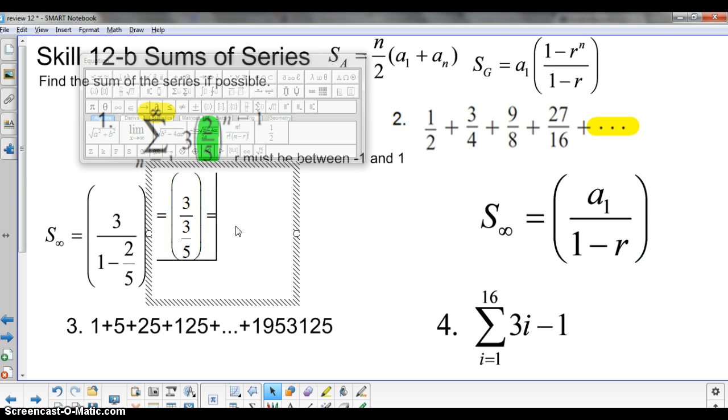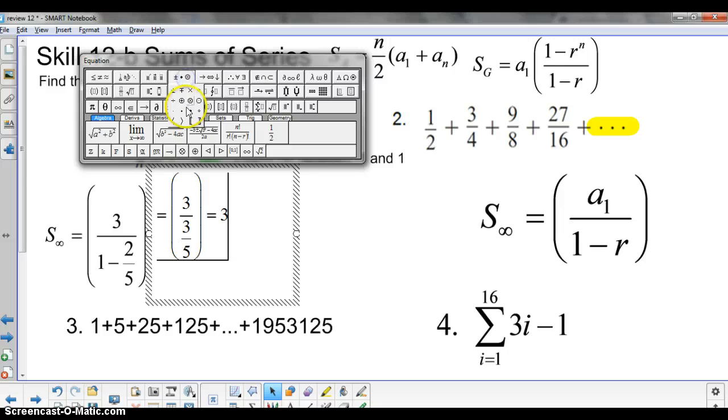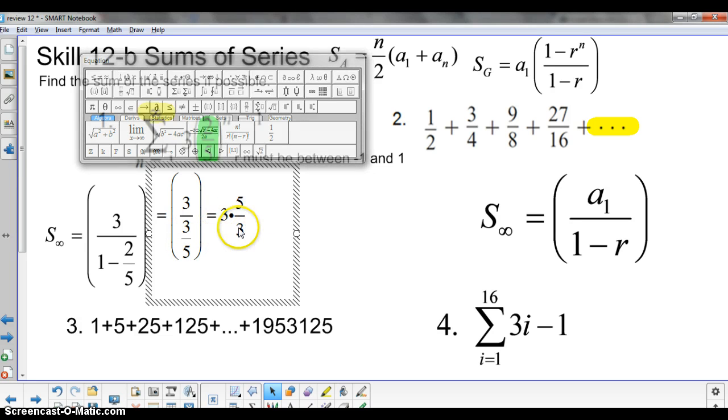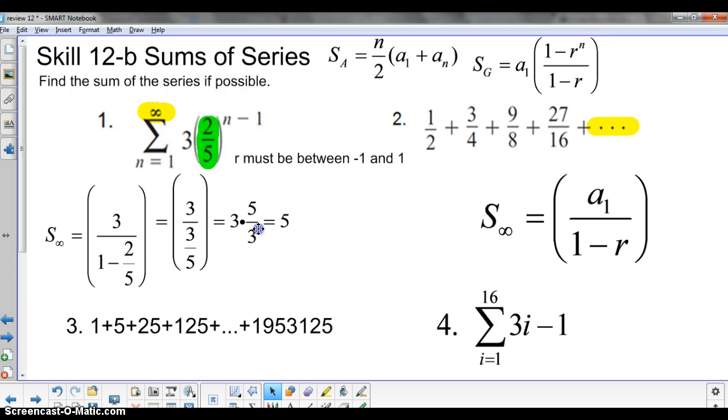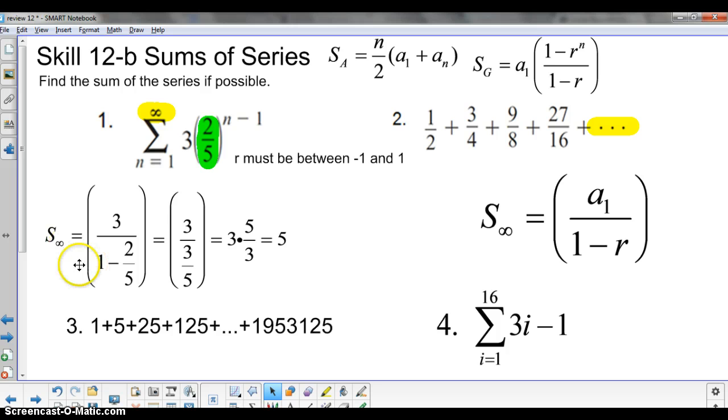And hopefully you'll remember from chapter 8 that dividing by a fraction is really multiplying by its reciprocal. So best to say this is actually 3 times 5/3. Flip it over. So it was 3/5. Flip it over to 5/3. The 3's are going to cancel out, and this sum is simply 5. Right? And so I've left this infinity symbol here. That's not really necessary. We would just say that S equals 5. S equals 5. All right.